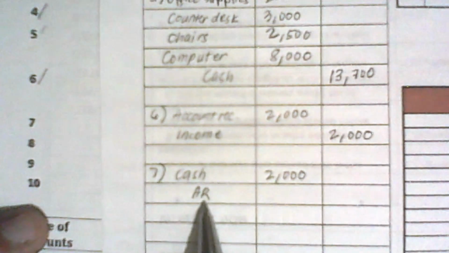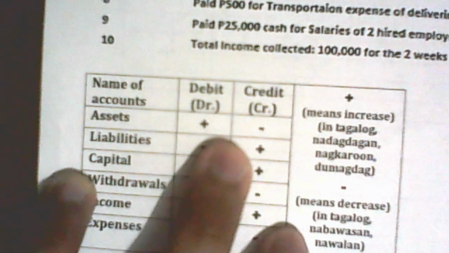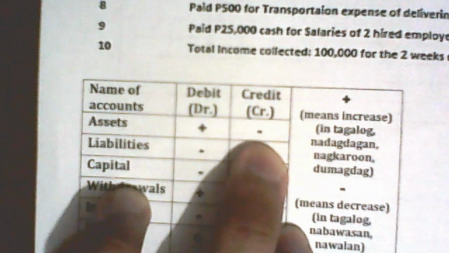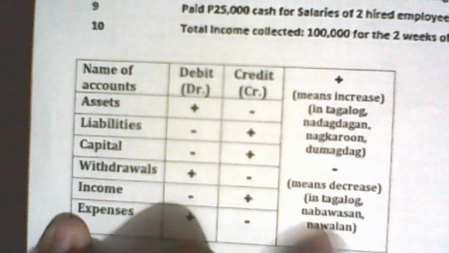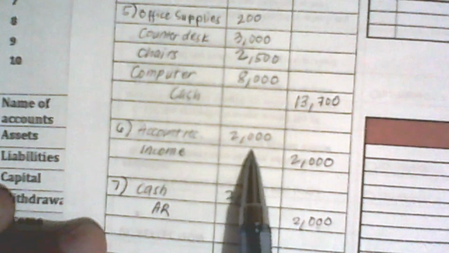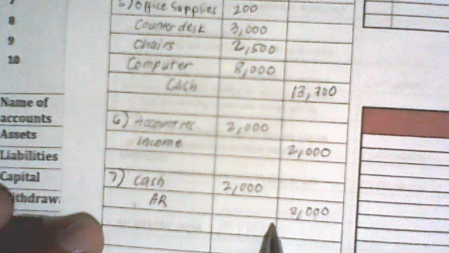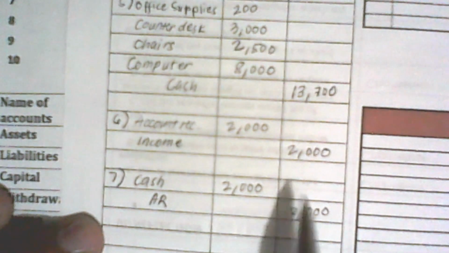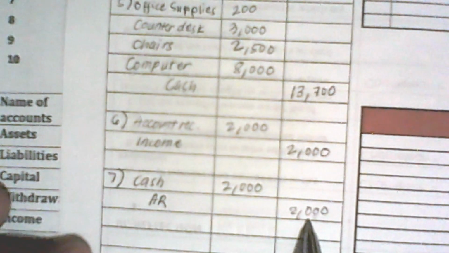So AR is the account receivable. So 2,000. It decreased. Okay? Asset, if the asset decreases, we need to put that at the credit side. It means, in Tagalog, kapag nabawasan ang ating asset, kailangan ilagay natin sa credit side. Okay, account receivable, 2,000 credit. The moment Mr. Bowie paid his debt, it decreased by 2,000. It means Mr. Bowie no longer has a debt in our business transaction.